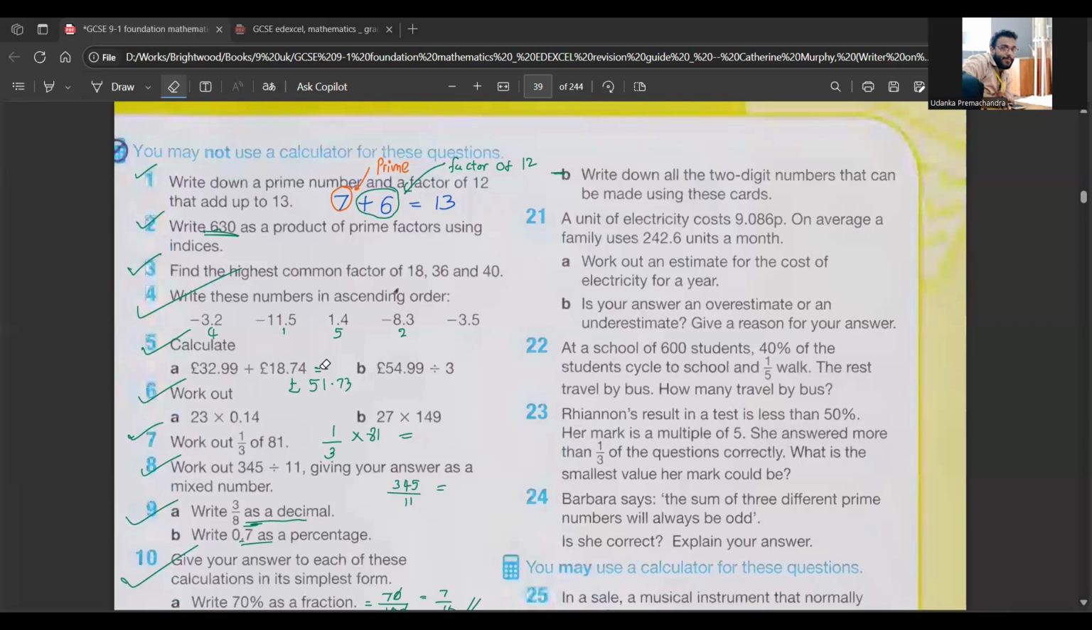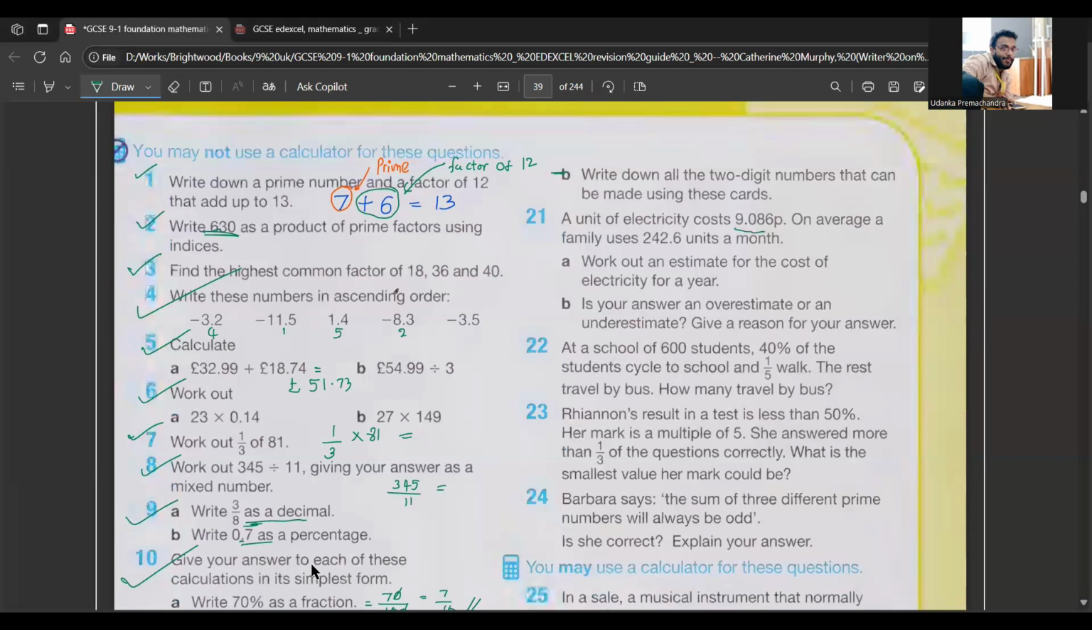In 21, it's also a different question. A unit of electricity costs 9.08p. On average a family uses 240.26 units.